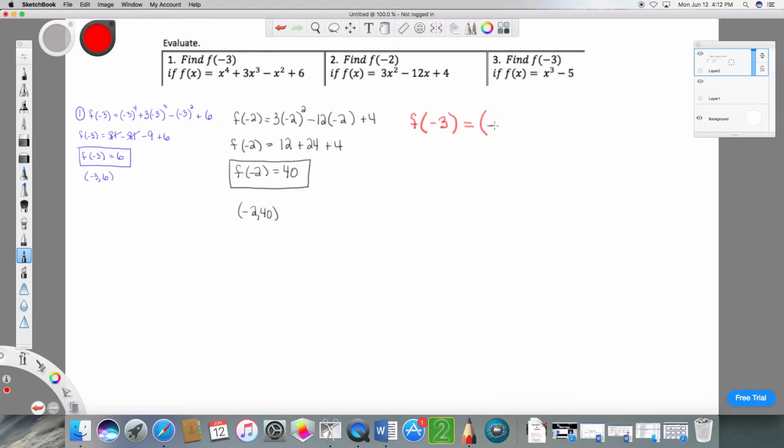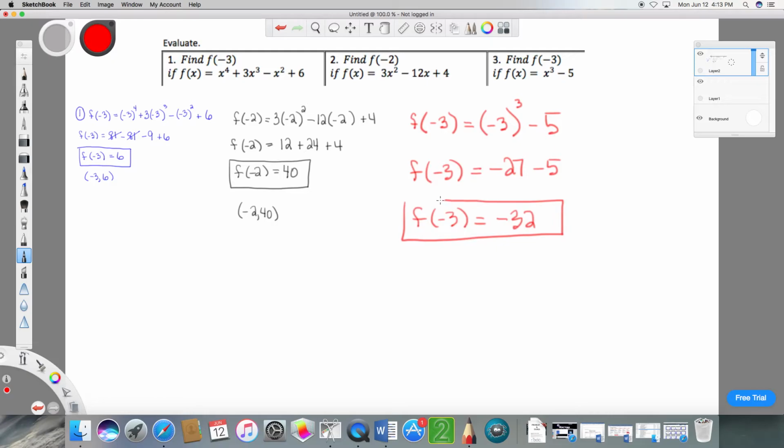Let's replace x with -3. We'll cube it, and then this function always subtracts 5. So f evaluated at -3 is -27 minus 5. F evaluated at -3 is equal to -32. I know if you went to graph this function, that it would pass through the point -3 comma -32 if I've done my arithmetic correctly.